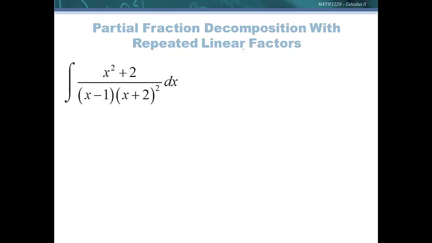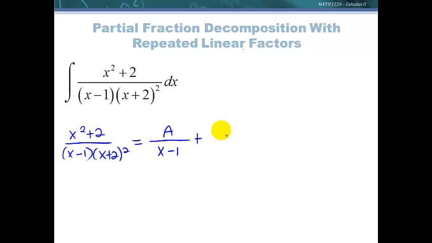Now we're going to look at partial fraction decomposition when we have repeated linear factors. So this denominator is factored and we have linear factors, but this one is squared. If we were looking for the partial fractions, here I have (x squared plus 2) over (x minus 1)(x plus 2) squared, we would have one fraction with the denominator x minus 1, plus the next fraction with the denominator x plus 2, and students' gut feeling here is there should be another one with x plus 2.